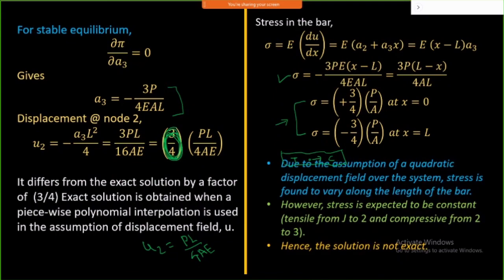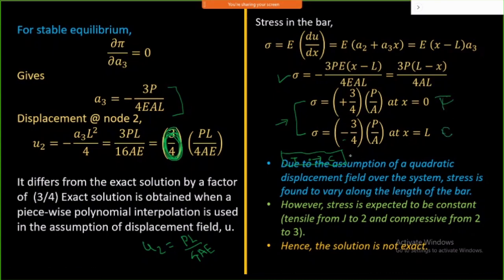And so that is what this quadratic equation we assume. Due to this assumption of quadratic displacement field over the system, stress is found to vary along the bar. However, the stress is expected to be constant, tensile from 1 to 2 and compressive from 2 to 3. And that is what we have observed by using these two equations. This is positive stress value, this is negative stress value. So this shows compression, this shows tension.